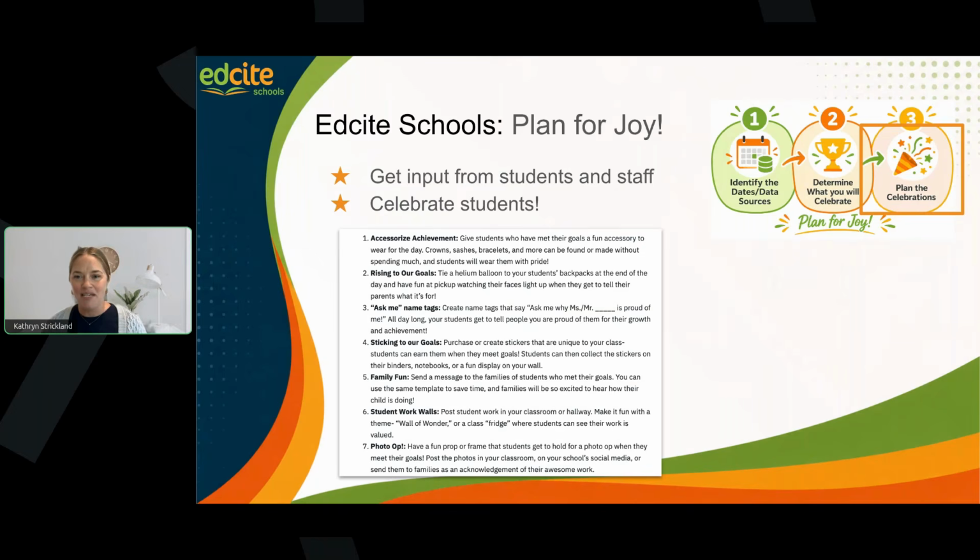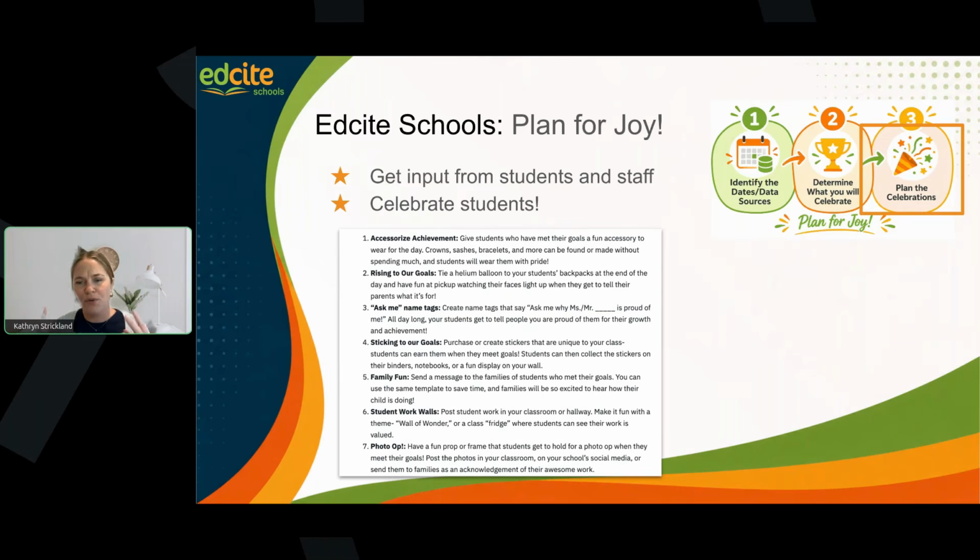Another one is an Ask Me name tag. I saw this years ago and I've seen multiple teachers recreate it, but the idea is they get a name tag that says, Ask me why Miss Rodriguez is proud of me. And then all day long, everyone they see is saying, why is Miss Rodriguez proud of you? And they get to brag about how they did on their unit exam or the growth they showed on a mock exam. So that one's a lot of fun. And again, really cost effective, right? You're not spending a lot of money there, but the joy that a kid gets when they get to share why someone's proud of them is really awesome to see.